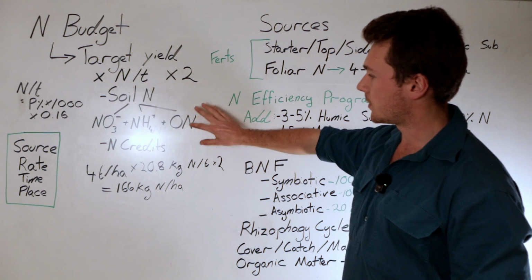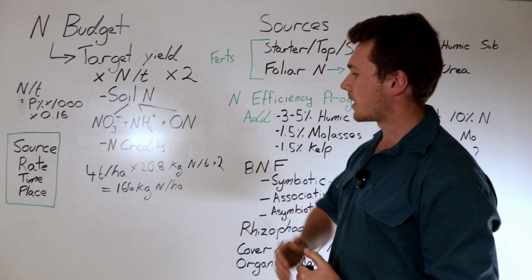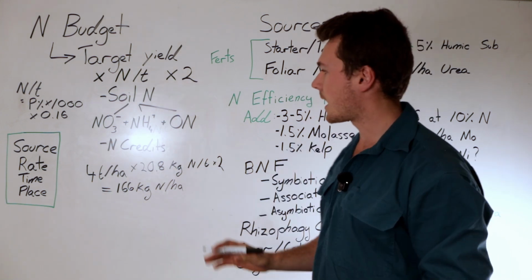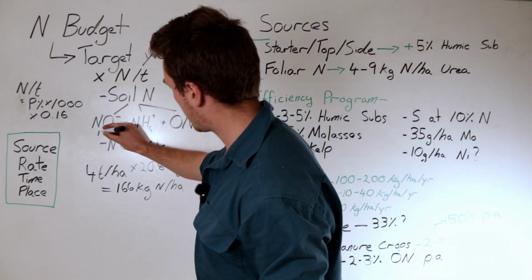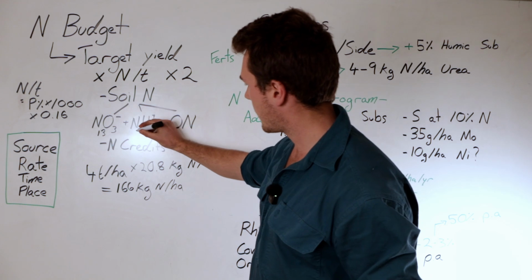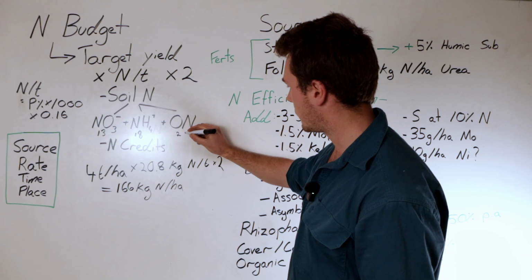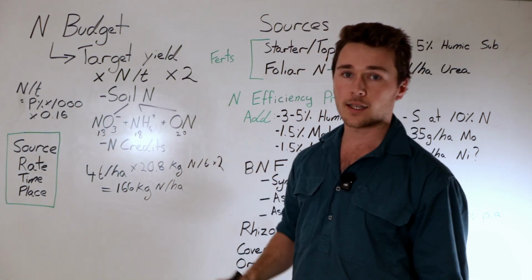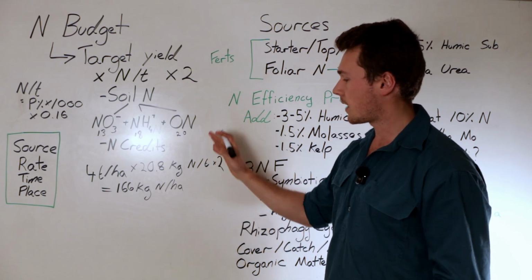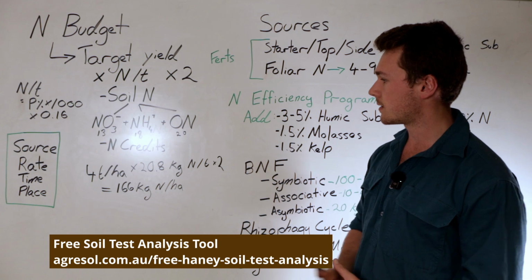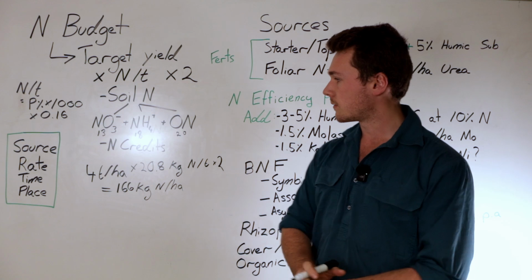We use a Haney soil test because it incorporates that organic nitrogen component, which is very important, and you'll see why in a moment. So using some example data, let's just say we've got 13 parts per million of nitrate, 18 parts per million of ammonium, and then 20 parts per million of organic nitrogen from our Haney test. Now, if you do have a Haney test, you can get a free Haney test analysis on our website. It'll add all this up together and give you an estimate on the nitrogen for your soil.